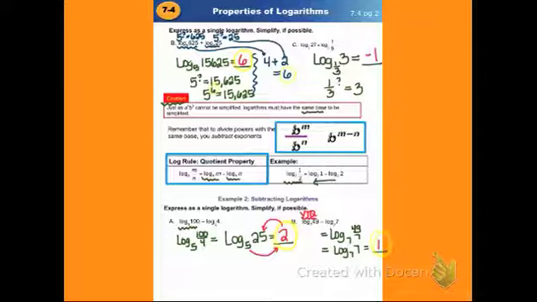Okay, so the answer to this one turned out to be 1, because when you combine them, you were able to write it as a single log base 7 of 7, and we know that 7 to the first power equals 7. Let's go ahead and turn the page.